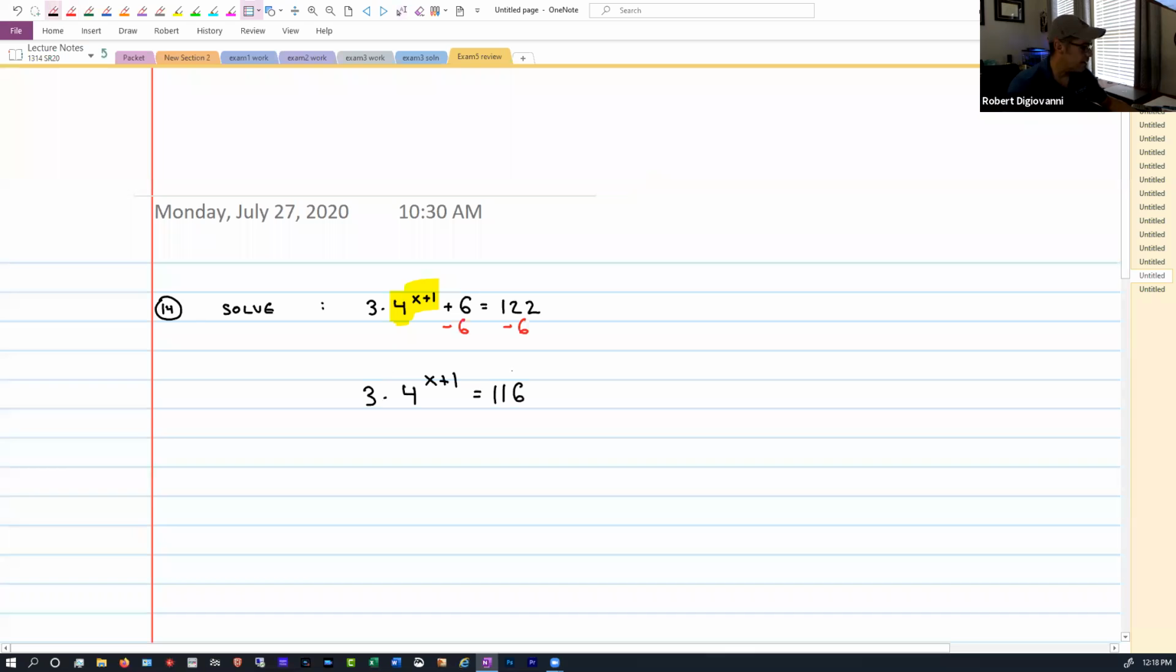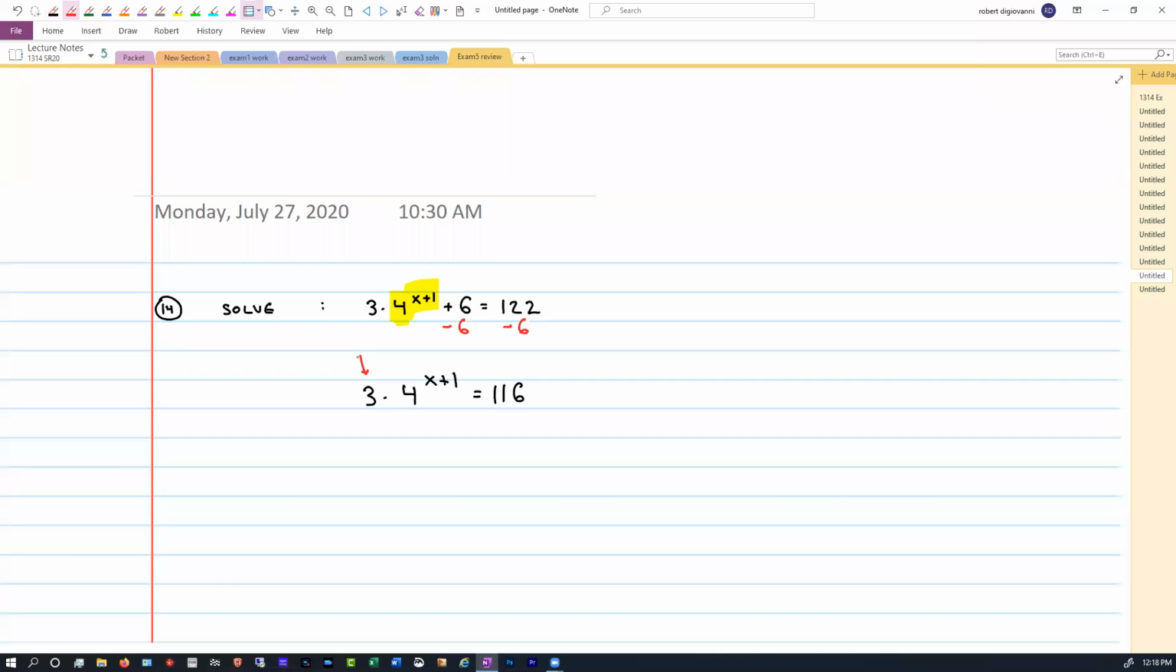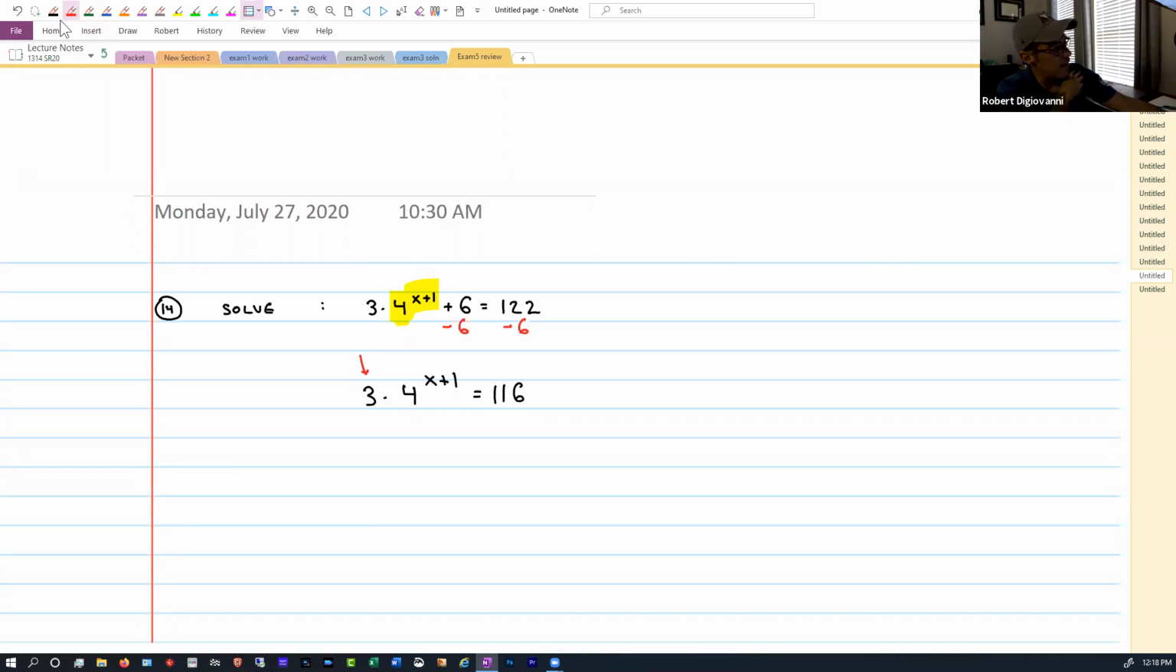Okay, still cannot do that log thing yet because it's not the 4 raised to the X plus 1 by itself. I need to get rid of this 3. So how can I get rid of that 3? Are you just multiplying it to the 4? Okay, so think of, yeah, I'm glad you asked.